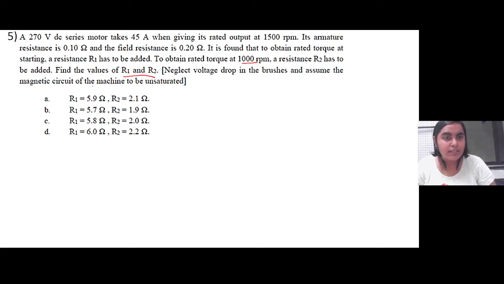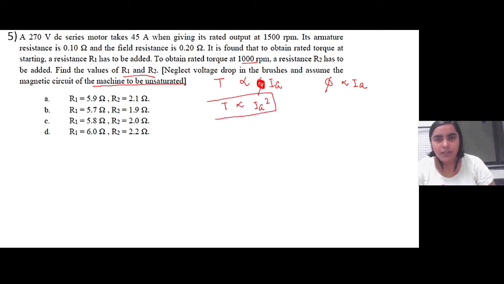So note that in this question, the magnetic circuit of the machine is unsaturated, which means torque depends on phi and Ia both, and this phi, since it is not saturated, is non-constant. Now we also know that phi is proportional to Ia, so torque is proportional to Ia square in this particular question, as opposed to what we have done two questions back.